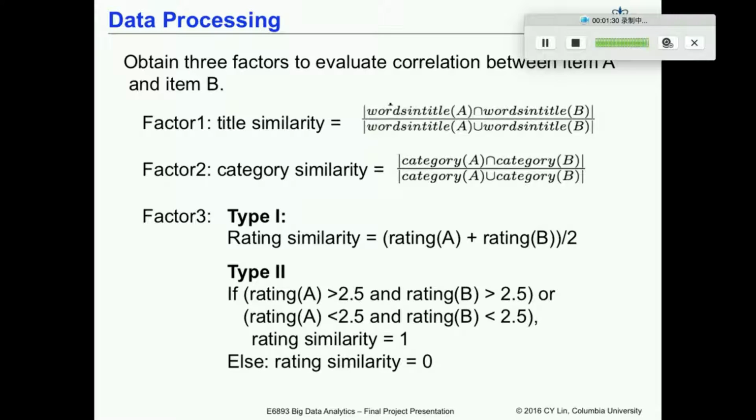The third one is the rating similarity. We have two ways to evaluate it. The first one is the average rating of A and B. The second one is if rating A and rating B are both more than 2.5 or both less than 2.5, then the rating similarity is 1, else it is 0.